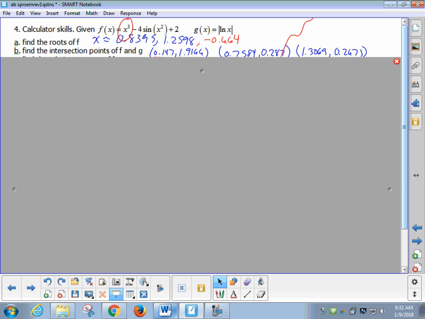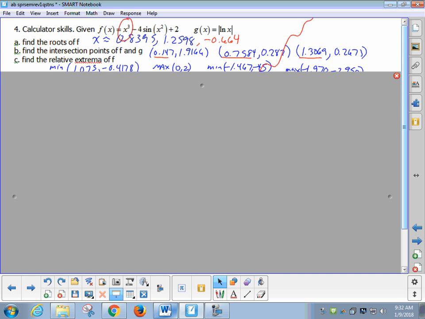The dumb question, the intersection points, are fine. I had 3 intersection points. Let's just check your x's: 0.147, 0.758, and 1.36. 306 or 307 if you like. Are those pretty good? Okay, this question is the stupid one.